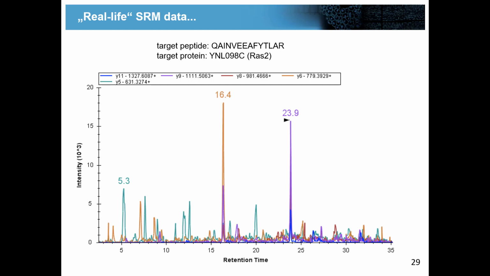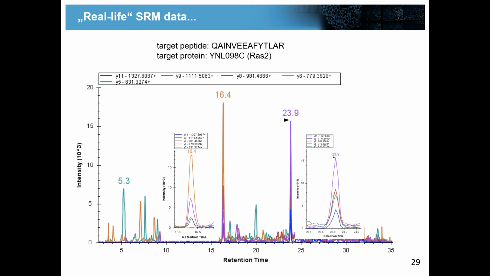And now you can see that there were actually 2 retention times, namely at 16 and at 23 minutes, where I have coelution. Which of the two peaks is my target peptide? Skyline picked this guy here, but is Skyline right? What do you think?